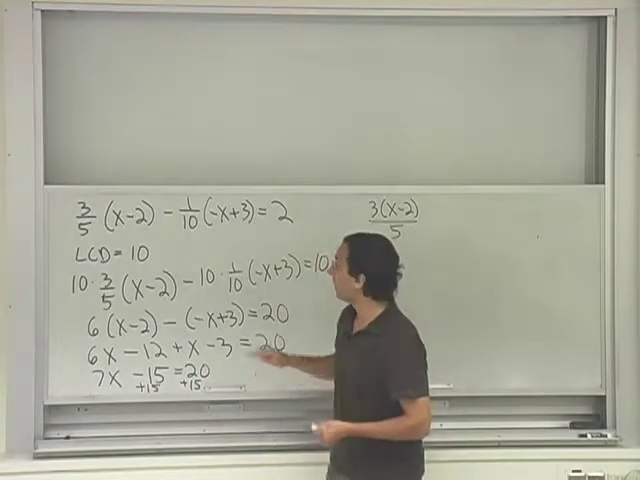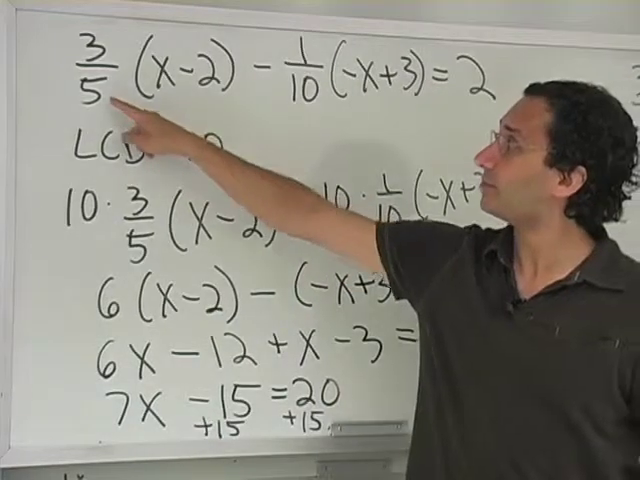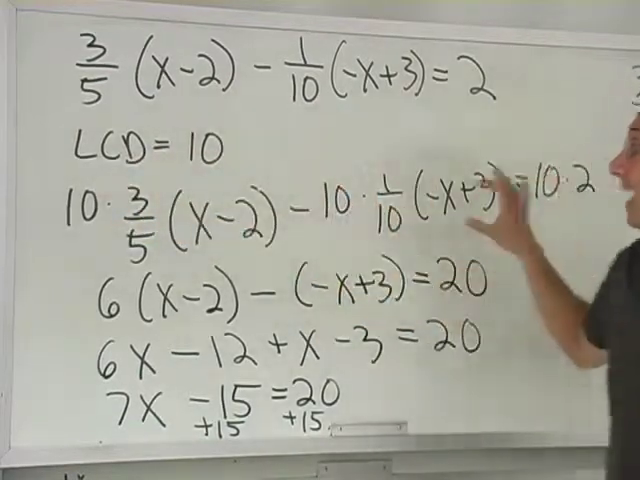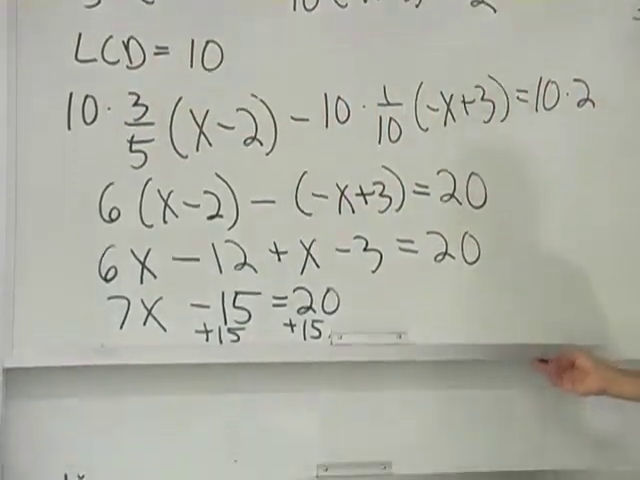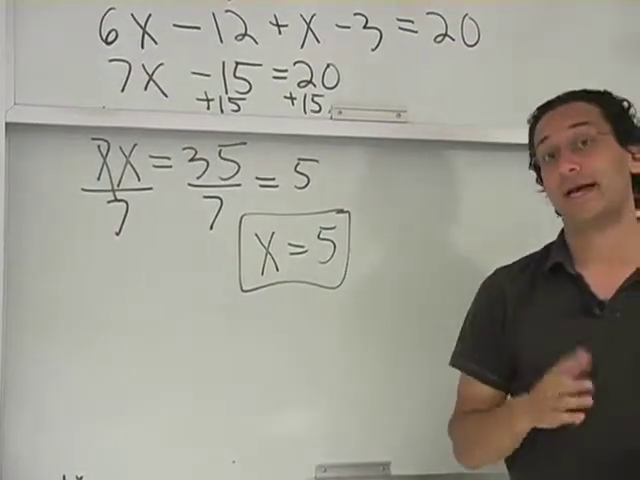But my method was find the least common denominator. Why? Again, because that number is a number that both these guys divide into. Multiply everybody through by that, and turn it into a linear equation that doesn't have any fractions.